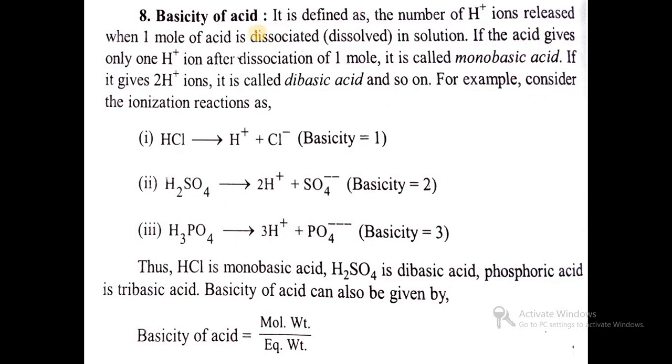Then basicity of acid is defined as the number of H plus ions released when 1 mole of acid is dissociated in the solution. If an acid gives only 1 H plus ion after dissociation of 1 mole, it is called monobasic acid. If it gives 2 H plus ions, it is called dibasic acid, and so on.